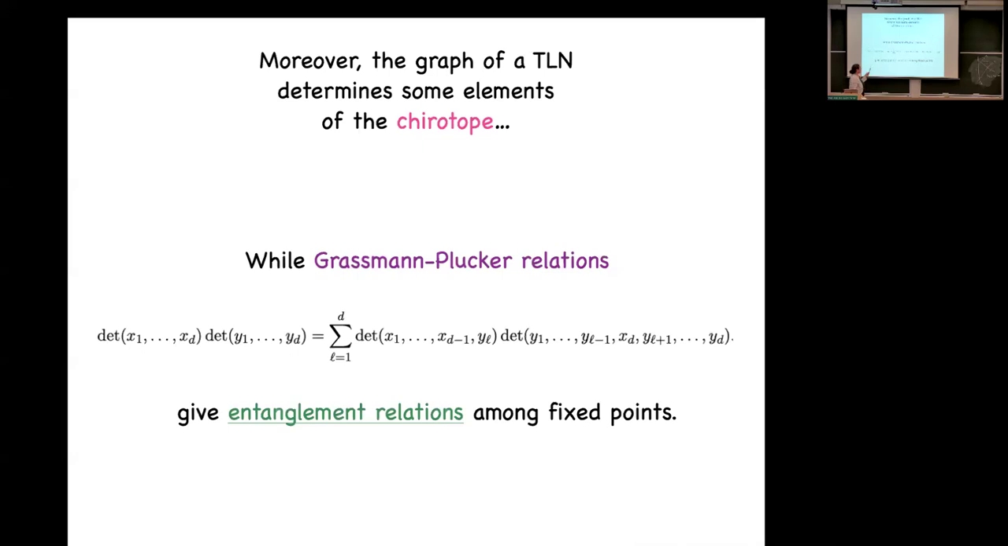And then maybe the last comment I want to make is that the oriented matroid axioms in this setting translate to relations between the signs of these determinants that can be read off from the so-called Grassmann-Plücker relations.